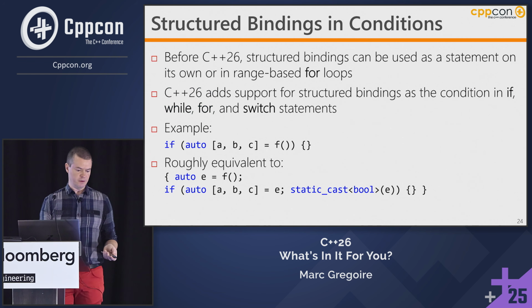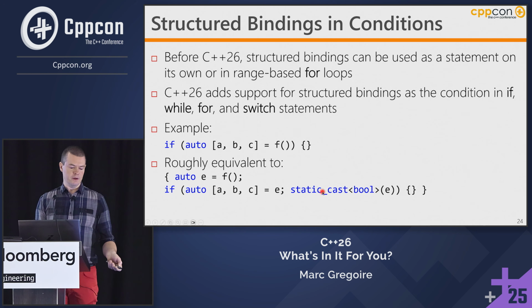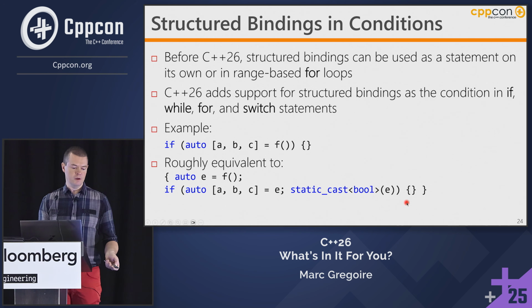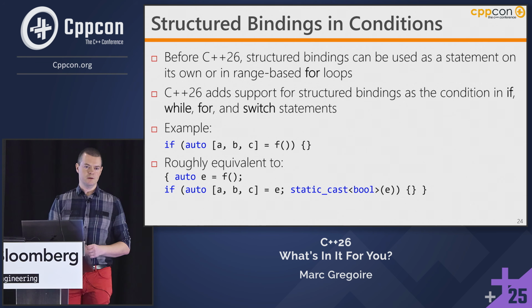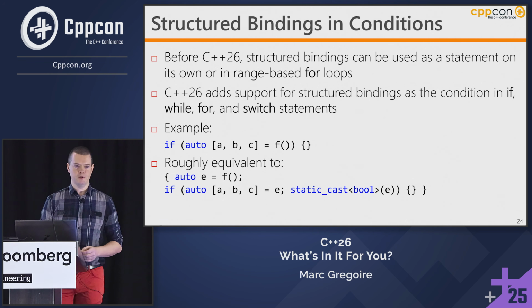It's maybe easier to see on this slide, where I'm decomposing and the condition in one, it's roughly equivalent to this. So we call our function f, we store the result of f in e, and the type of e is exactly the type that the function f is returning. And then in the initializer of the if statement, we are just decomposing it into A, B, C. And in the condition part, we're calling static_cast<bool> of e. So this type must support this. Okay, thanks. I didn't get this roughly equivalent to. Thank you very much.